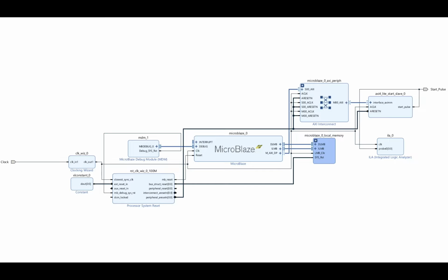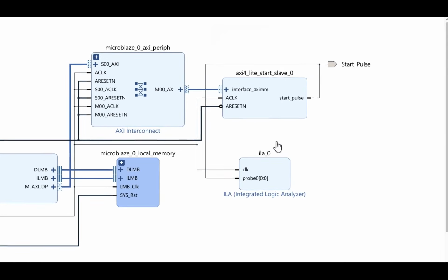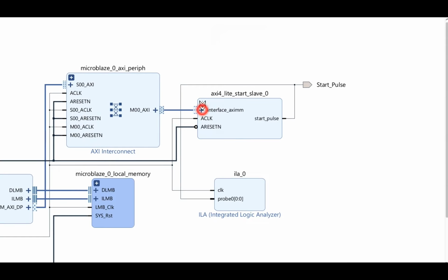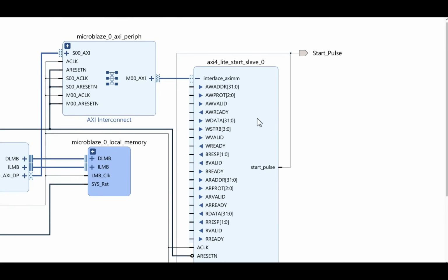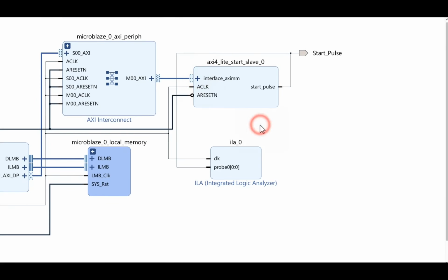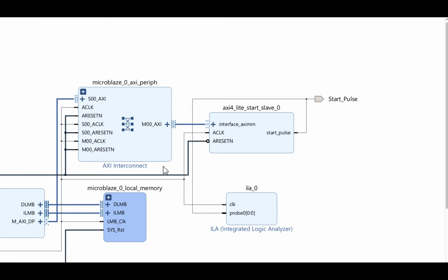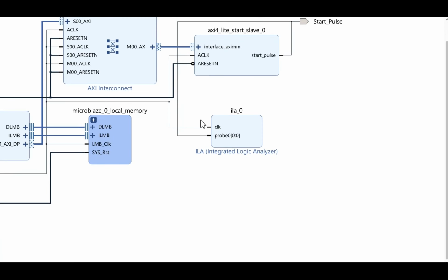To prove that this IP block actually works, we need to put it inside of a real hardware project. That way, the MicroBlaze processor can send AXI4-Lite write commands to it, and we can use the ILA to see whether the start pulse gets generated when the correct value is written.